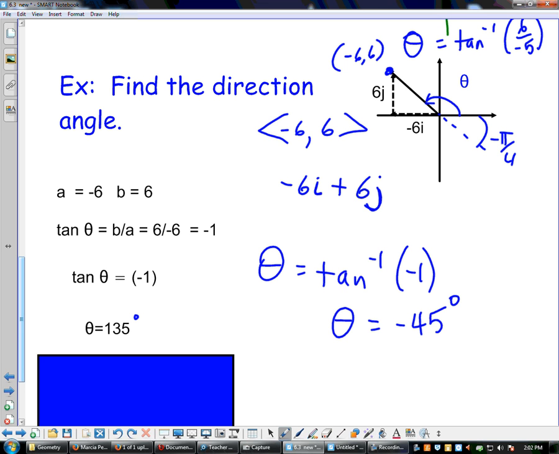So you have to be smart and look at your picture to figure out what the true angle is. You can't just blindly trust your calculator. You've got to be looking at the picture also, right? So your calculator is going to give you this angle of negative 45 degrees, but you've got to say, I don't want that one. I want the one that is supplementary to it, which is 135. So that's why our angle is going to be 135. All right. Good question. Thank you for bringing that up.